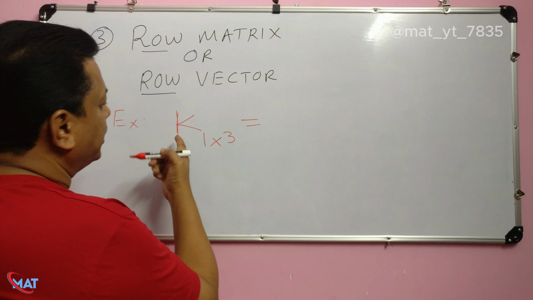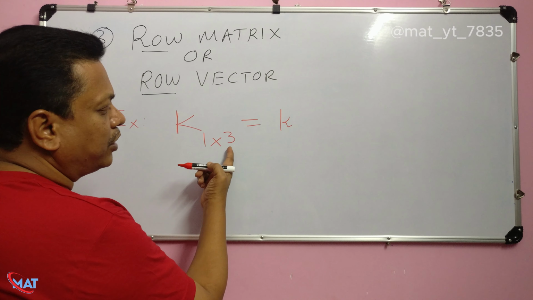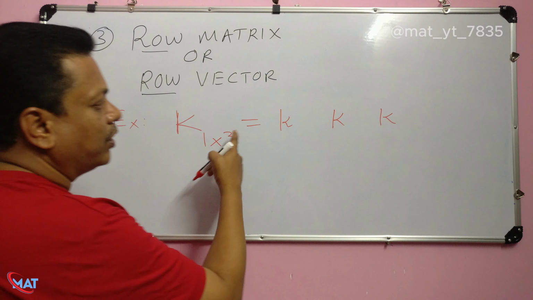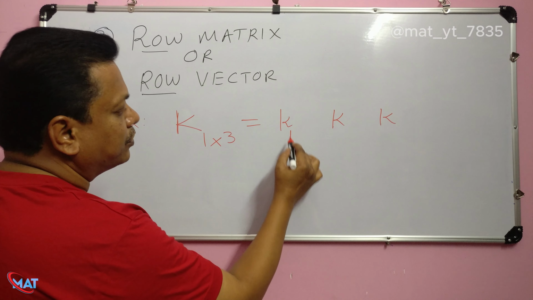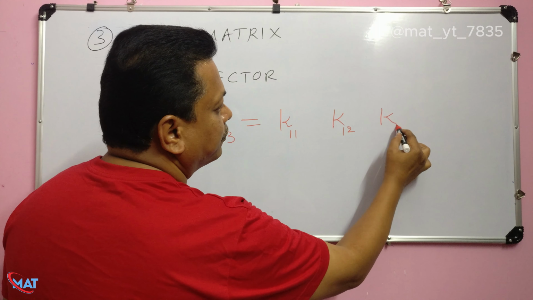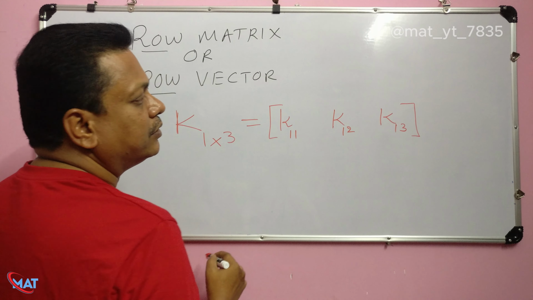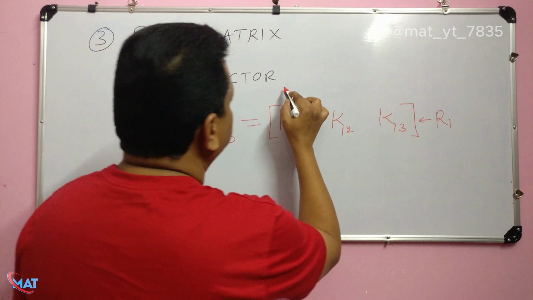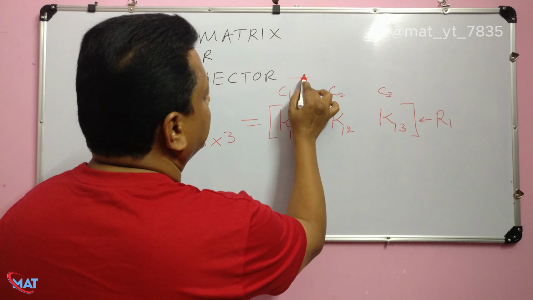So, how do you note it? Here for K I have taken only 1 row; you can take a small k. How many columns are there? 3 are there, so copy 3 times. First row, first column element; first row, second column; first row, third column. Enclose them in brackets. For idea's sake, you can show the row number R1 on this side, and the column numbers C1, C2, C3, counting from left to right.